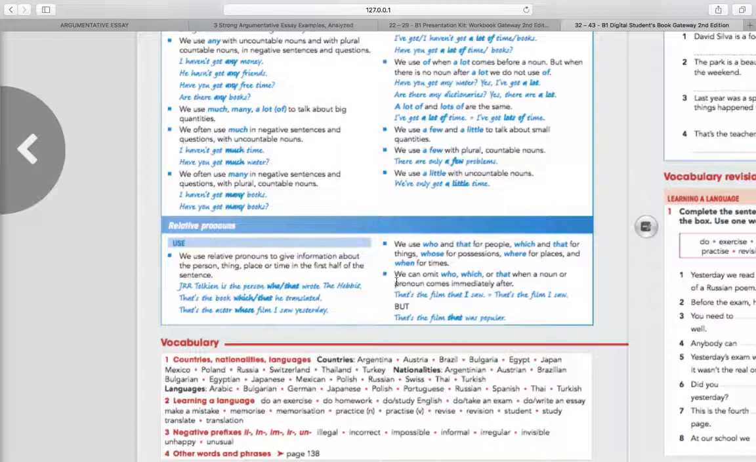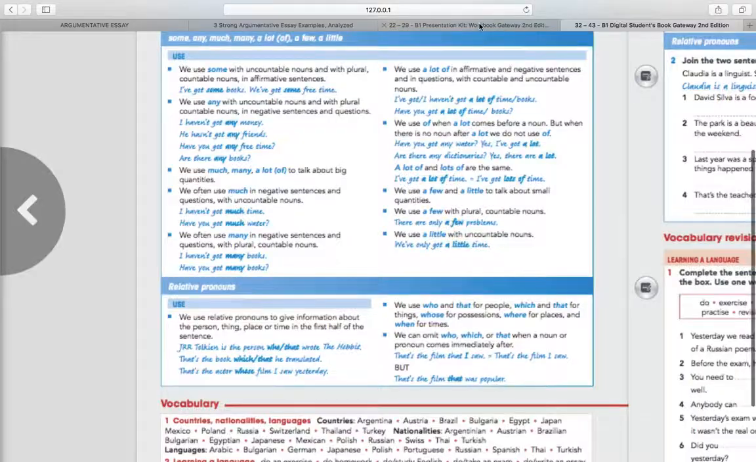And it's just a reminder. Just skip to the workbook.